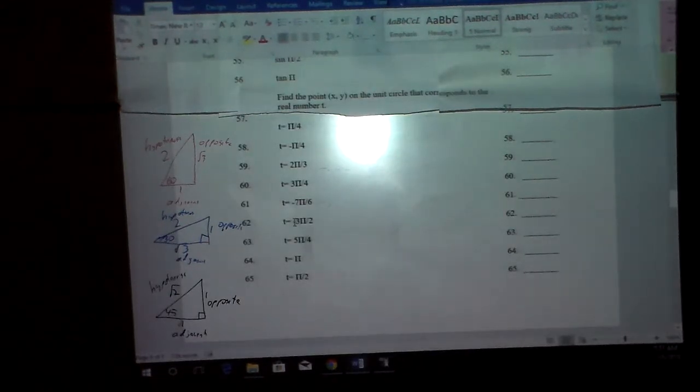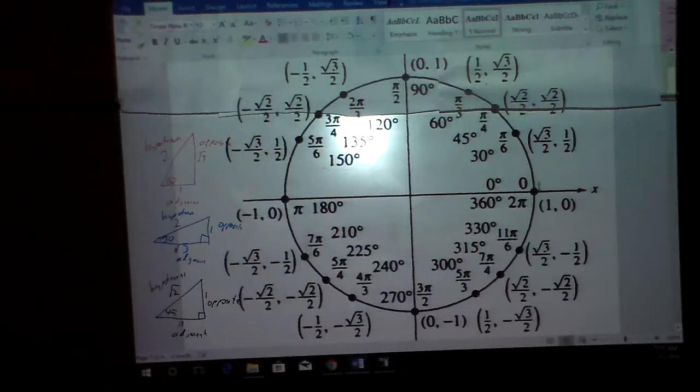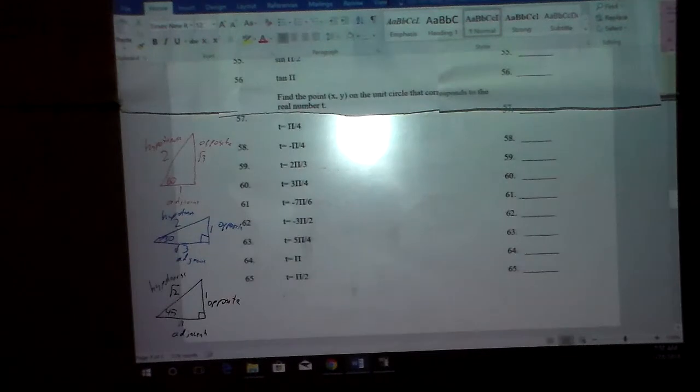Now I have negative 3 pi over 2. If I started here and went all the way around to right there, it's 3 pi over 2. So this time go down and around to 3 pi over 2. So it's right here. My answer is just 0, 1. It is the point 0, 1.